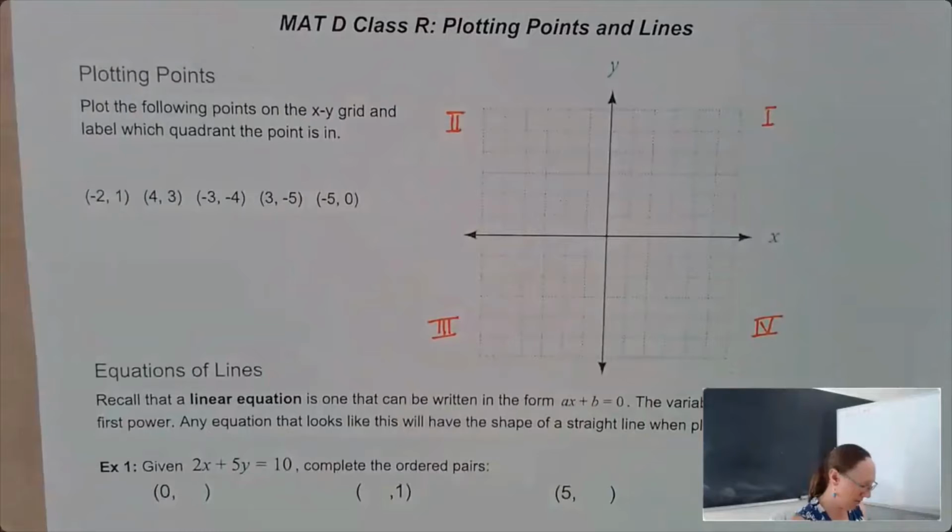0, 0. So whenever we're talking about coordinates, sorry, my phone's making noise and I don't want it to.